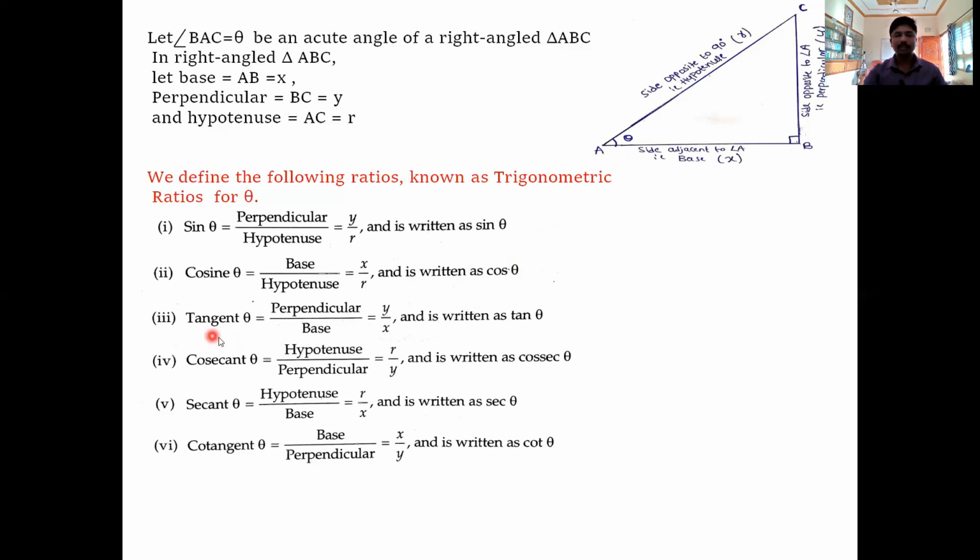Third, the trigonometric ratio tangent theta. Tangent theta equals perpendicular, that is opposite side, divided by adjacent, or perpendicular divided by base, which is y divided by x, written as tan theta. Next, the fourth ratio, cosecant theta, equals hypotenuse divided by perpendicular, which is r divided by y, written as cosec theta. Cosecant is the reciprocal of sin theta.